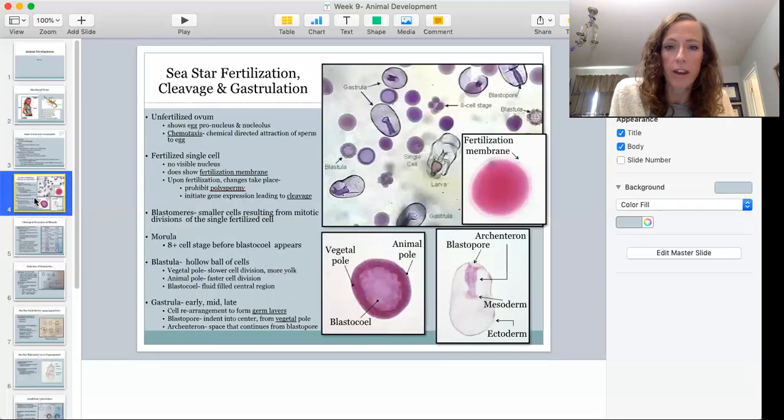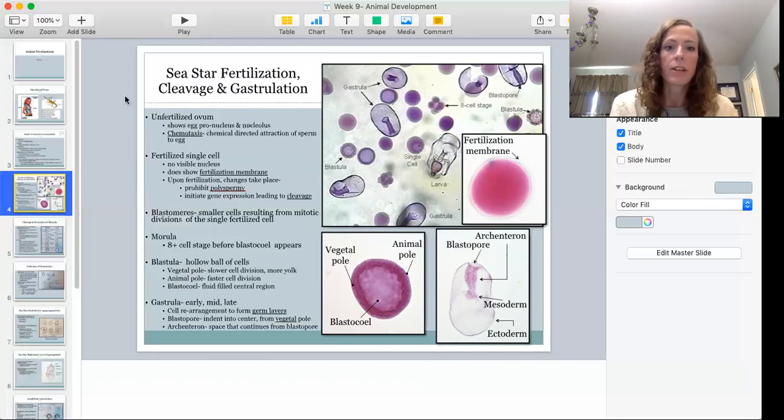All right, so let's move to the next slide now and look at some pictures that are very similar to the slides that you will look at this week in lab. So there's a lot of different stages, some of which I mentioned already, but we're going to break this down a little bit further and look at examples of each of those.